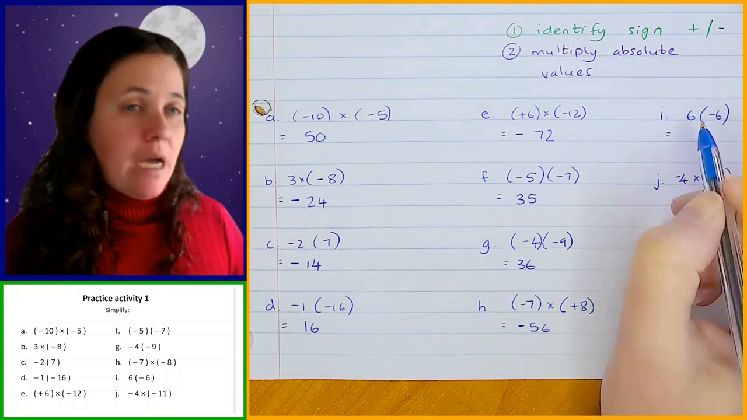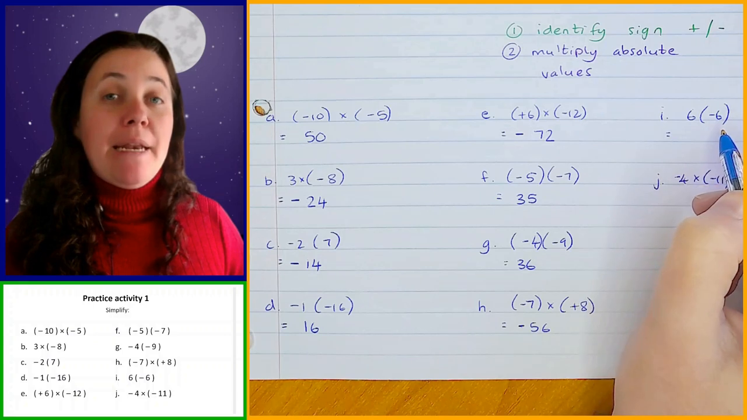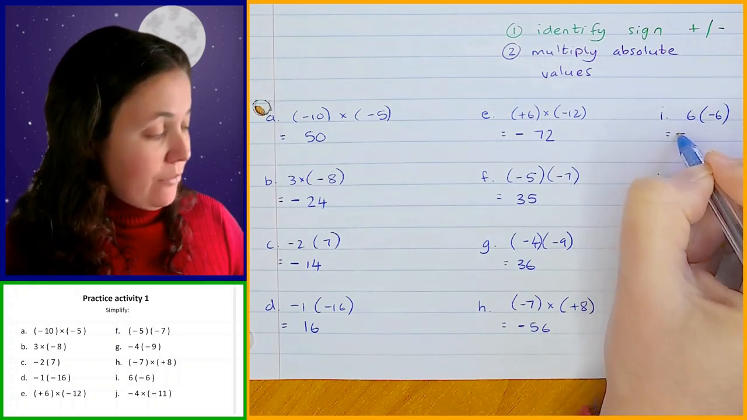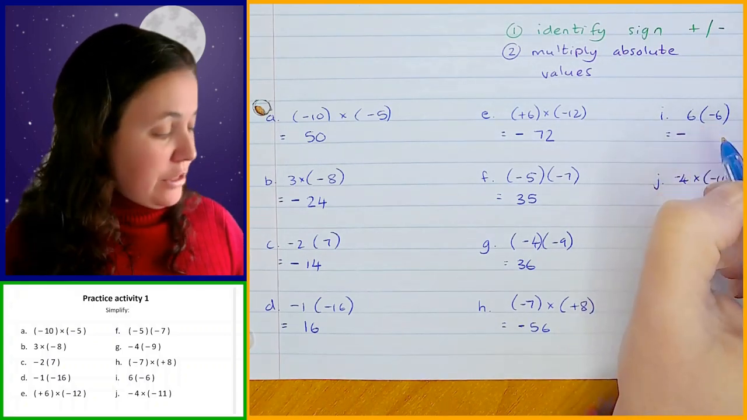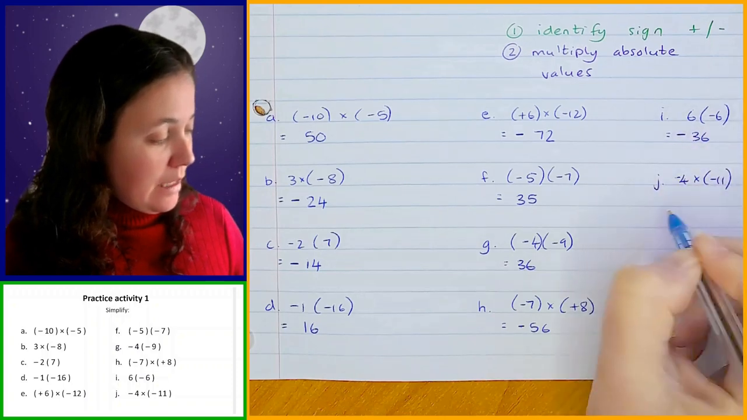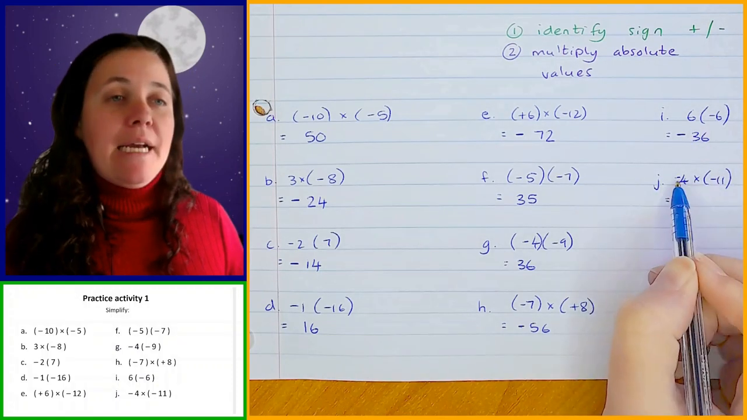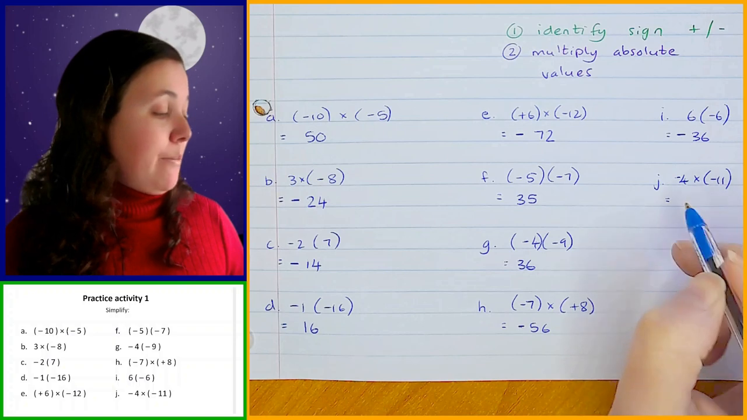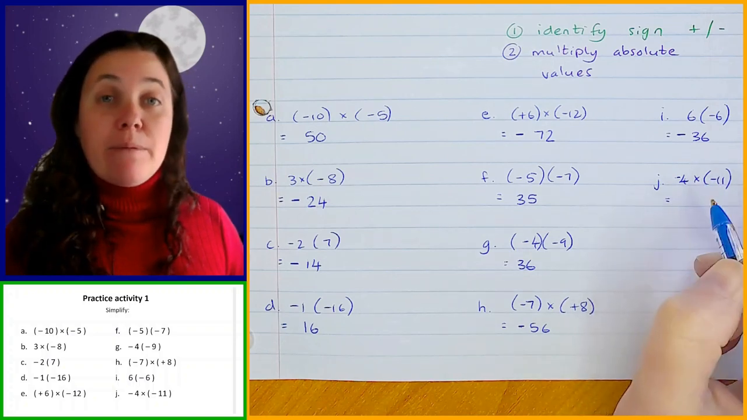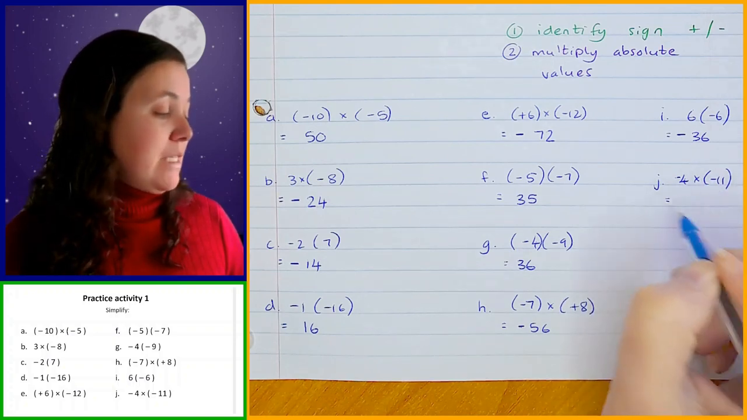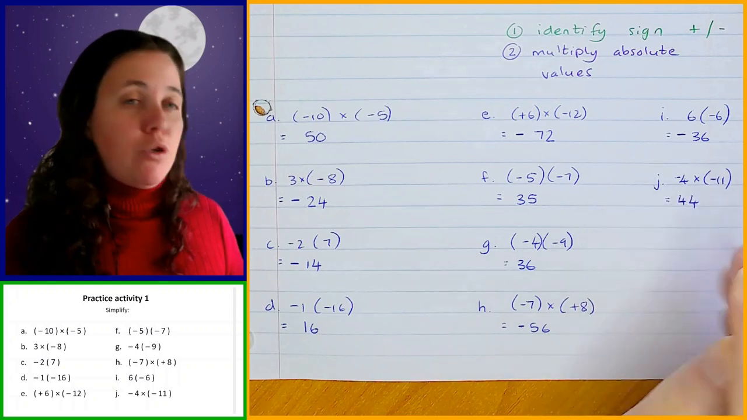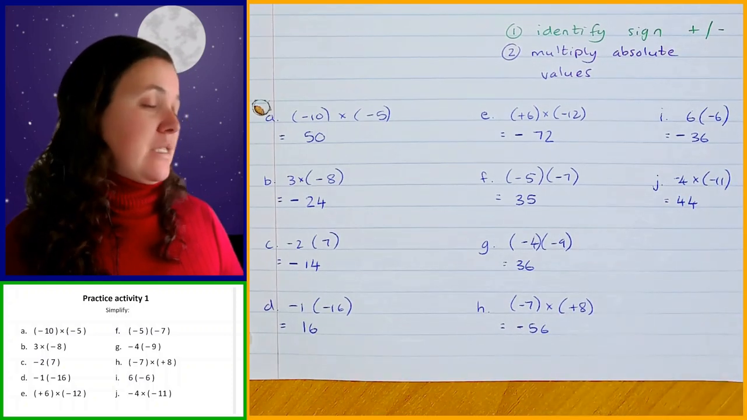Question I, I've got a positive multiplied by a negative, which gives me a negative answer. 6 times 6 is 36. And then the last one, negative 4 times negative 11, a positive answer because negative times negative is positive, and 4 times 11 is 44. So that's what you should have got for each of those different questions.